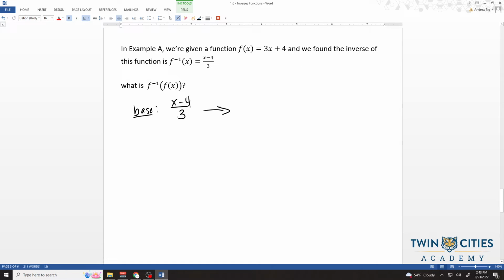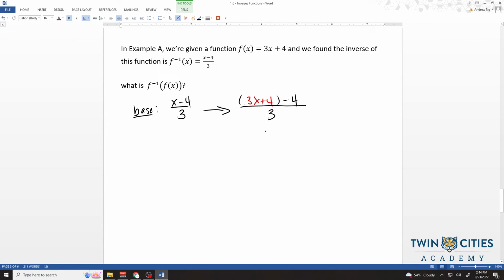Now what this is doing, this is saying x minus 4. I want to replace this x with f because I'm plugging in f into my f inverse. So that means instead of x minus 4, I'm going to have 3x plus 4, and then still this minus 4, and then still over 3. So I just replaced x here with f. 3x plus 4 here, then minus 4 over 3.